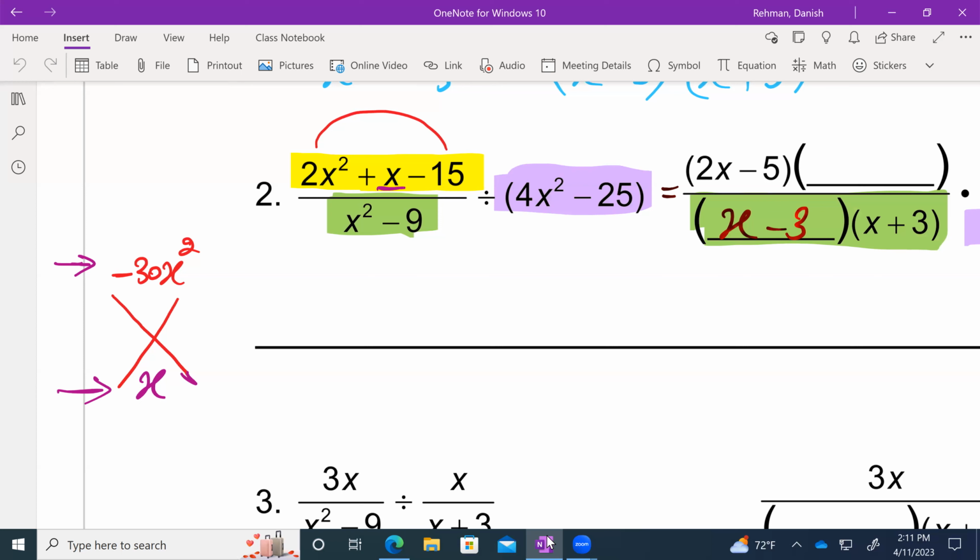What are the 2 numbers which on multiplication give me a 30, and on addition or subtraction give me a 1? Give it a try. Any 2 numbers? 30x squared on multiplication, and on subtraction, an x. Give me the 2 numbers. What do you multiply to get a 30 and then also subtract to get a 1? 2 numbers.